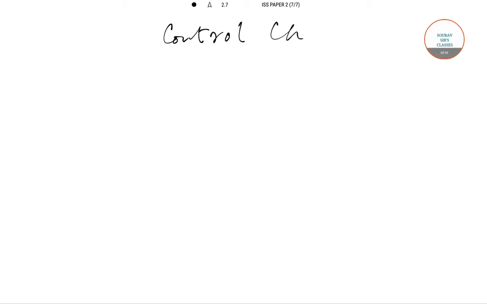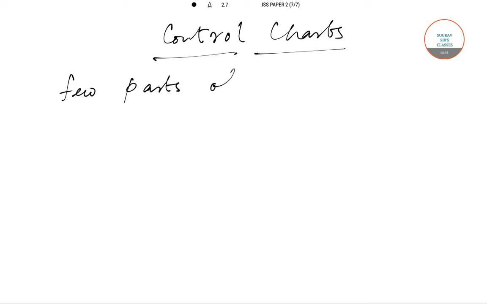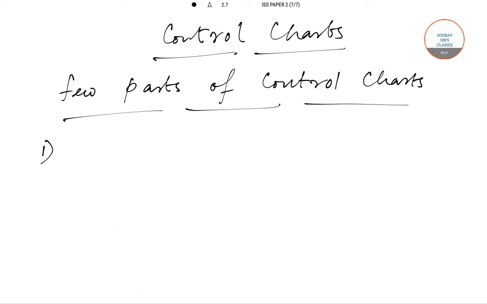In this video, I'll be talking about control charts. In industrial statistics, control charts play a very important role. There are a few parts of which a control chart consists. I will need to tell you about these parts. These are, point number 1.